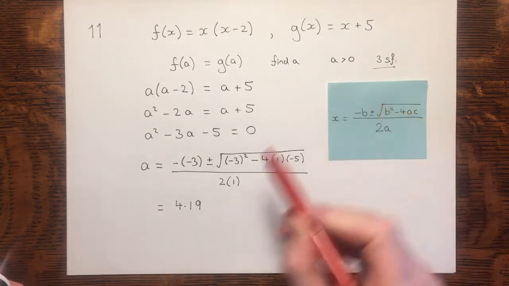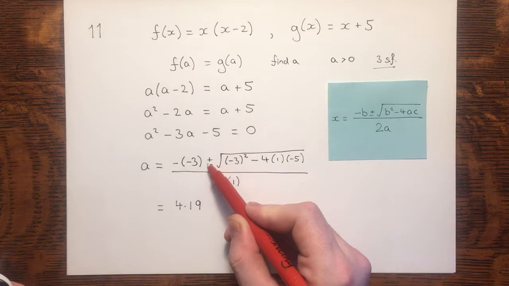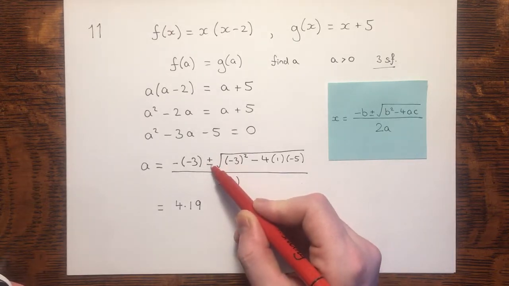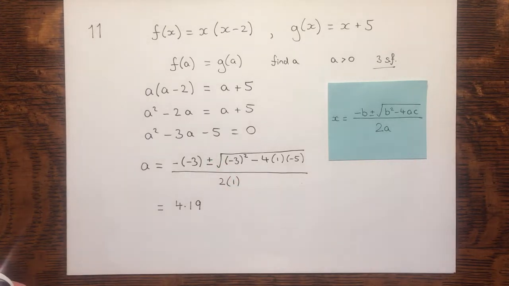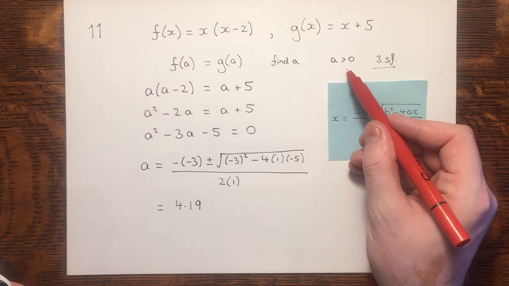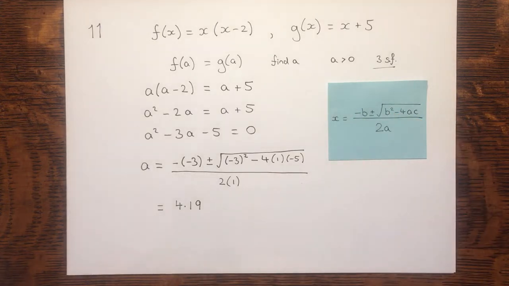That doesn't necessarily mean I'm going to take the positive and not the negative. It's the result which counts. So in this case, when there's a plus in this equation, I get positive 4.19. And when there's a minus here, I get minus 1.19. I'm ignoring the minus 1.19 and just taking the positive solution, as that fits what the question asked for.